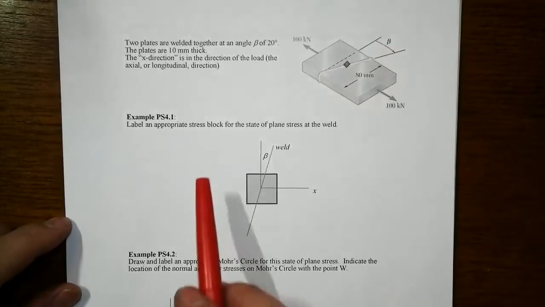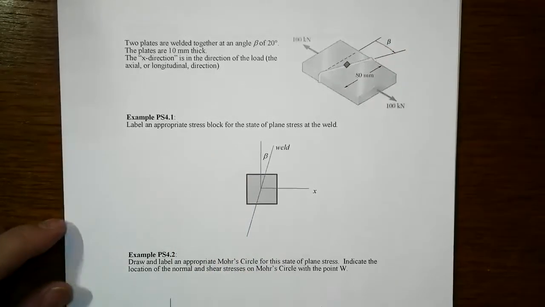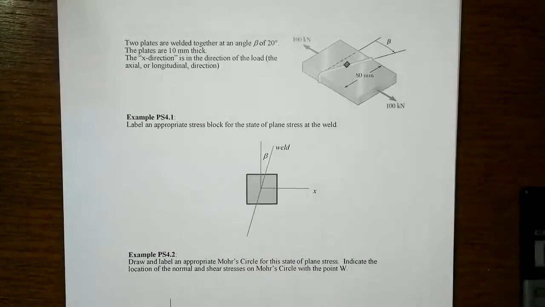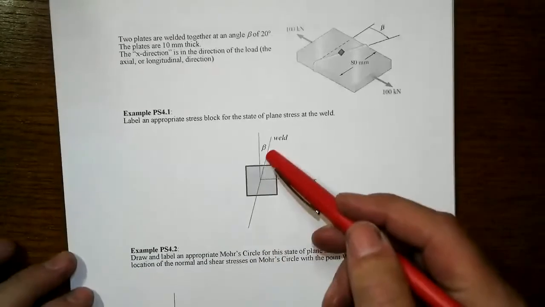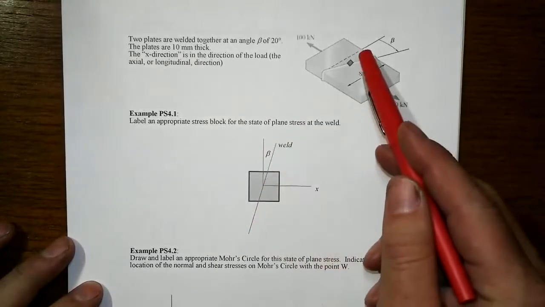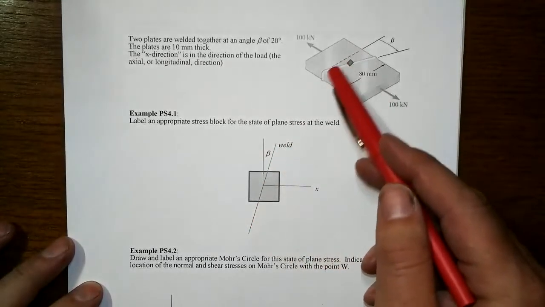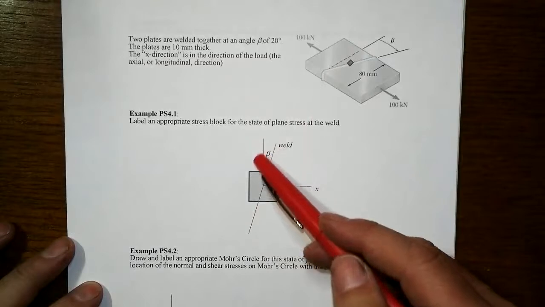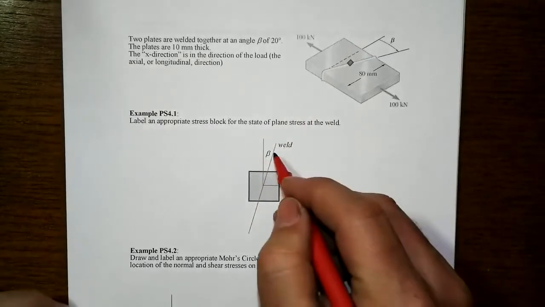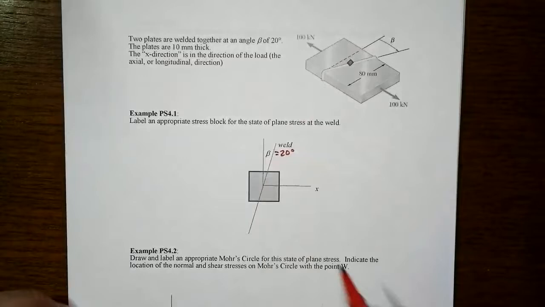degrees. The first thing we'll do is label an appropriate stress block for this situation. Notice how this weld line is drawn, and that beta tells us that this dashed line on this perspective drawing is the vertical line over here. So beta is equal to 20 degrees.